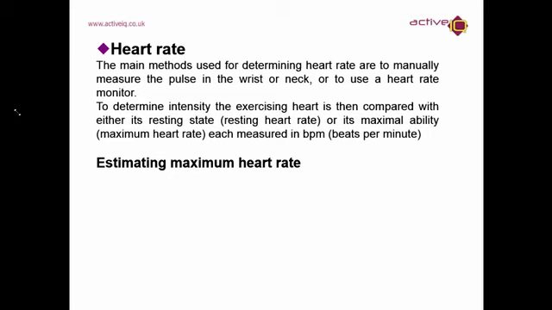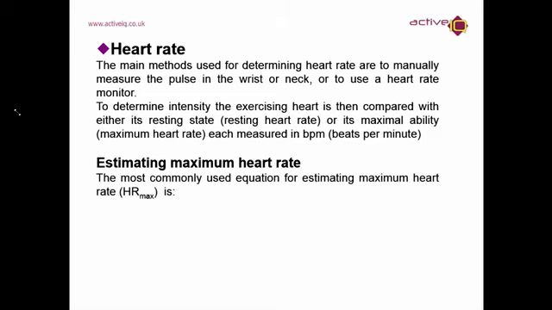Going back to heart rate for a second, it's measured in beats per minute, or BPM as it may be abbreviated. Beats per minute is the number of times our heart is beating every single minute. There's a very simple way to work out someone's maximal heart rate. If you want to know the absolute max that your heart can do, take the number 220.